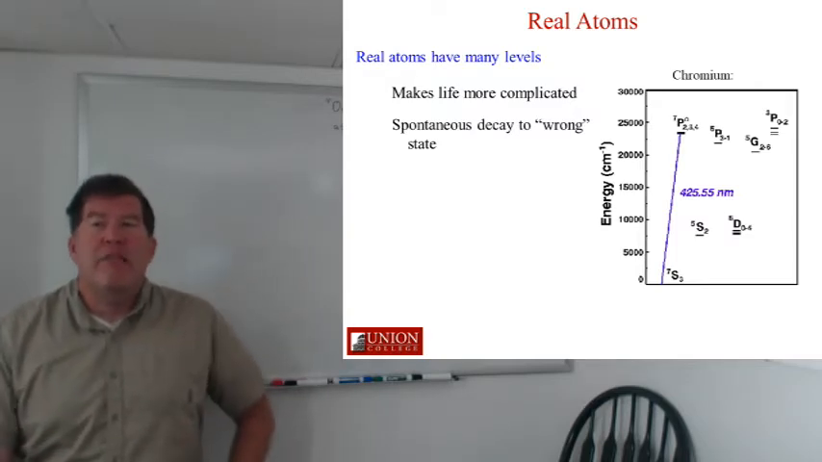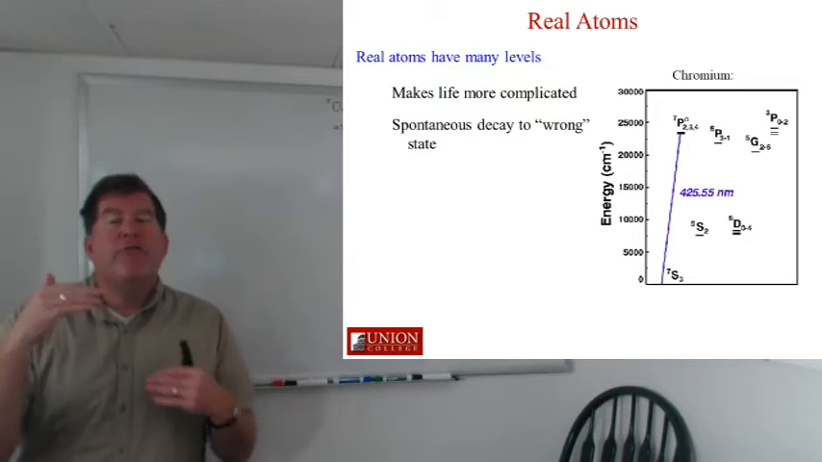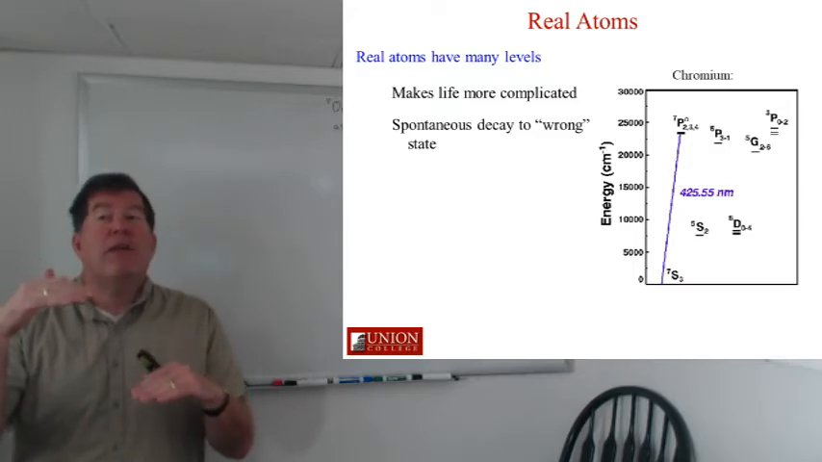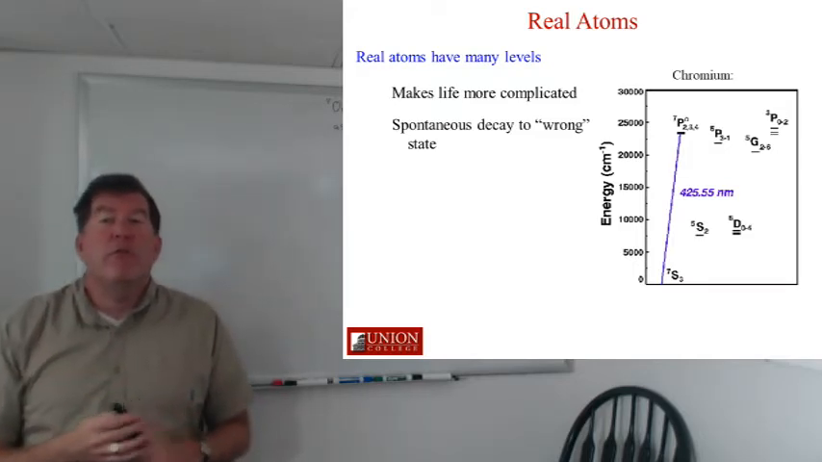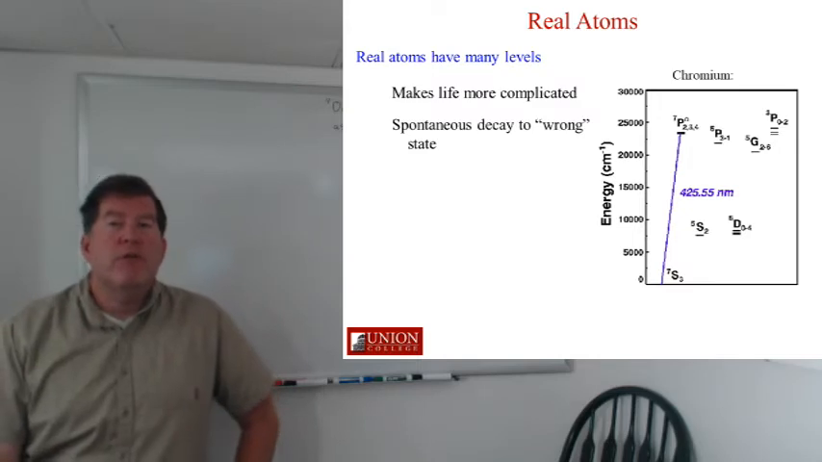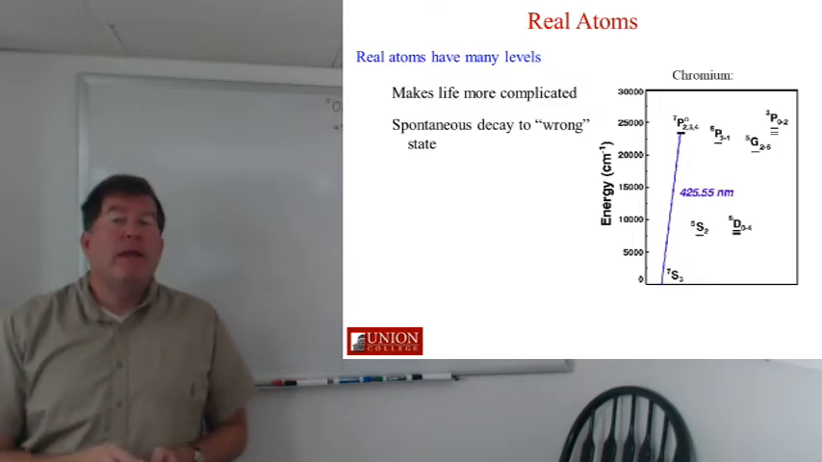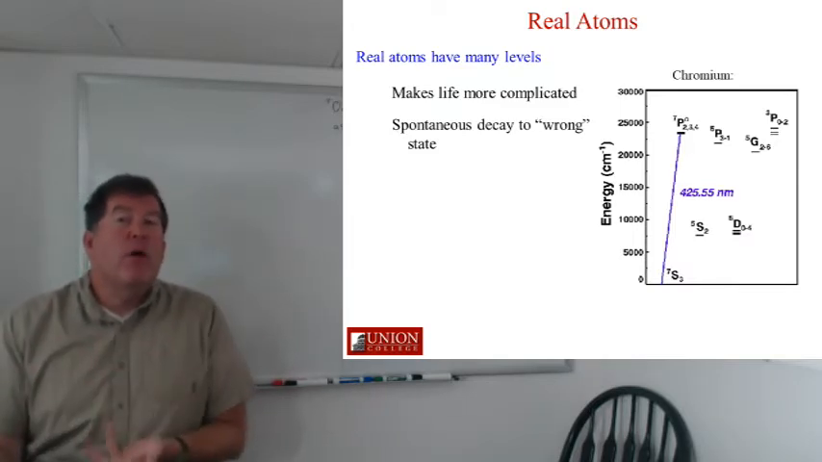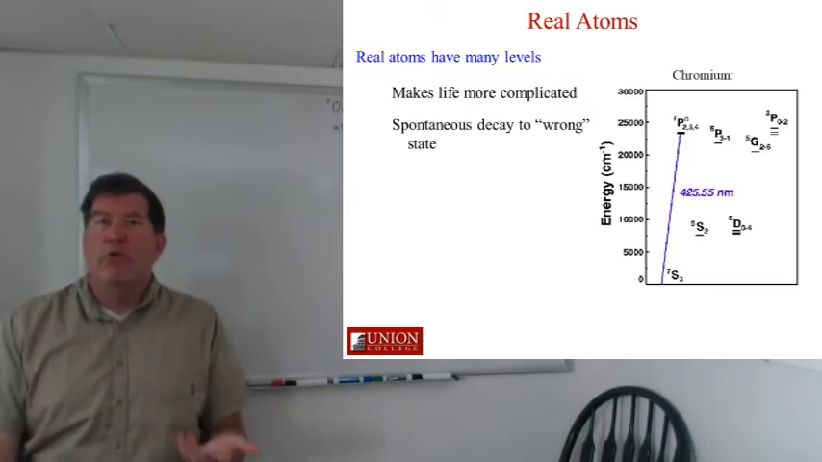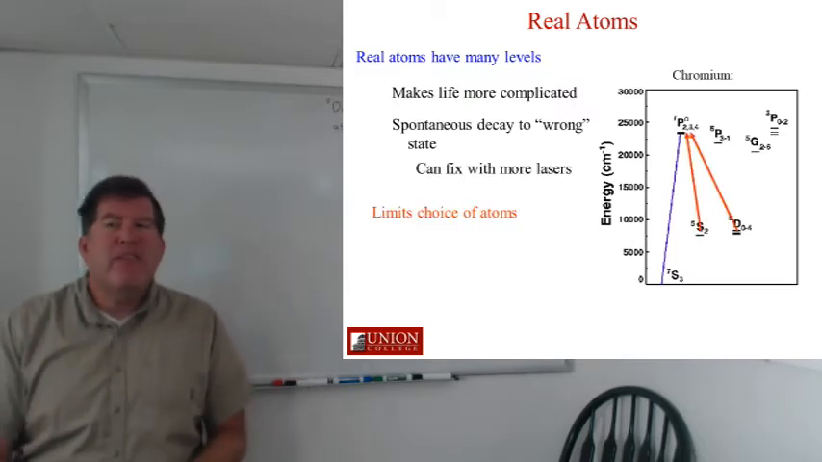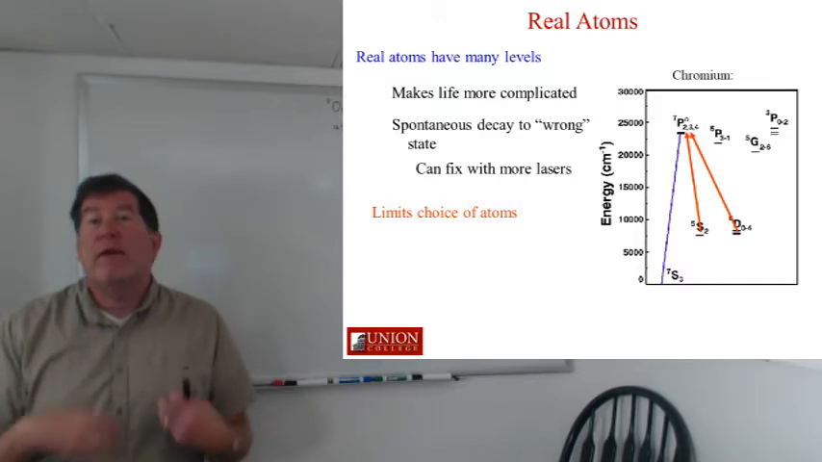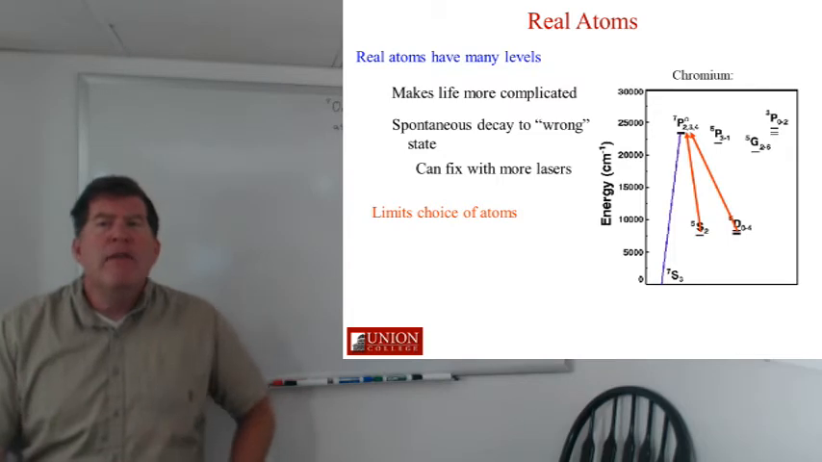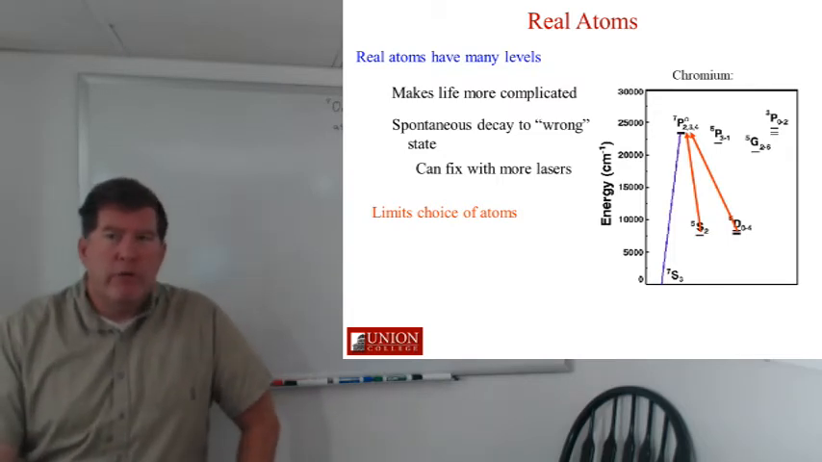And this complicates your life, because if there are energy states in the atom that are higher in energy than the ground state, but lower in energy than the state that you're using as the upper state in your laser cooling transition, there's a probability that those atoms can decay into the wrong states. And once they're in the wrong states, they don't interact with your laser anymore. You can't cool them down any further. This is a problem you can fix by adding more lasers, but every time you add more lasers, it's harder to do the experiment in the lab, and these are plenty hard enough already. So this limits the choice of atoms that you can use.